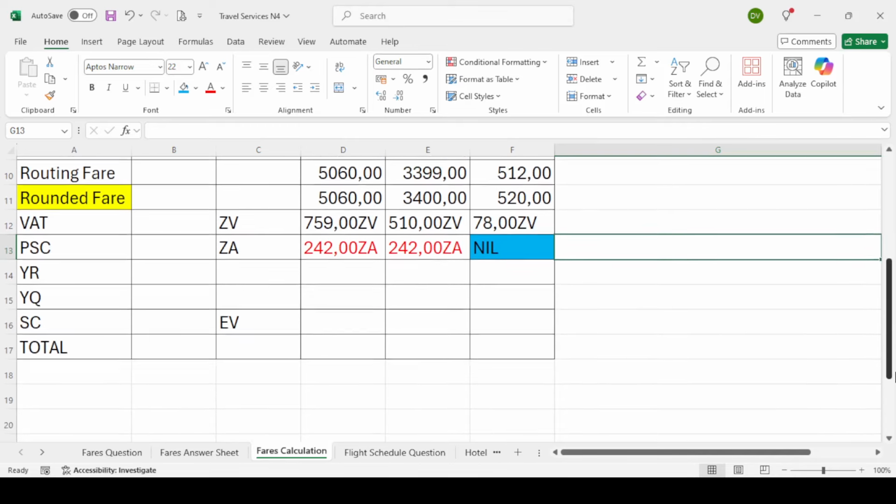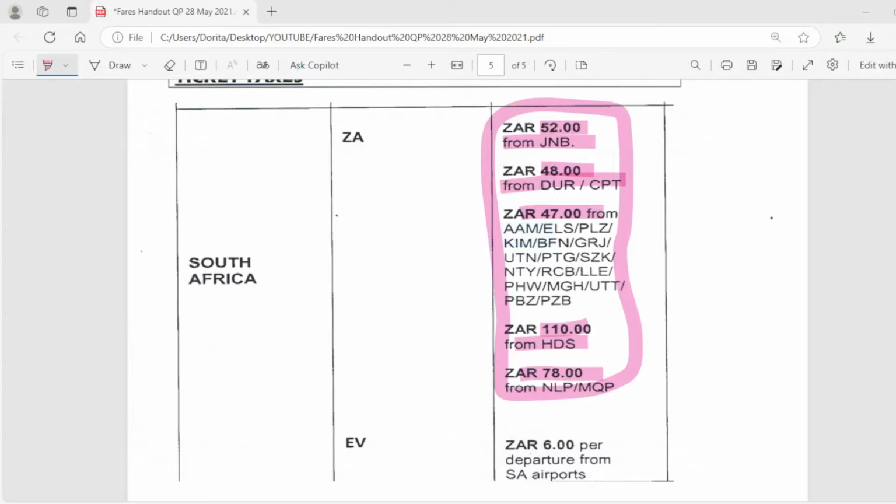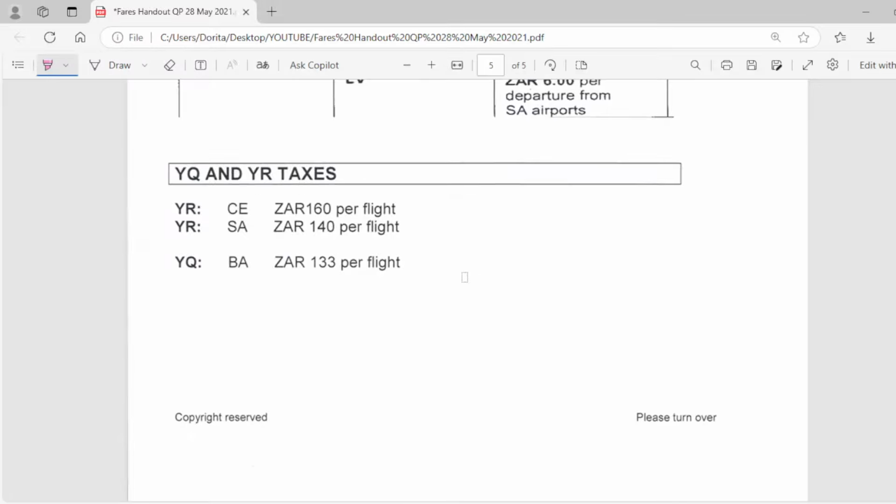The next taxes that we have to fill in are the YR and the YQ tax. They also refer to this as war tax. And you will also find the cost of this on your fares handout. It's on the last page. So we're going to scroll a little bit more down. And here we go. So for British Airways, your tax code is YQ, that's the code for the war tax for British Airways. And the amount that you will charge is 133 Rand. And we charge this per airline.